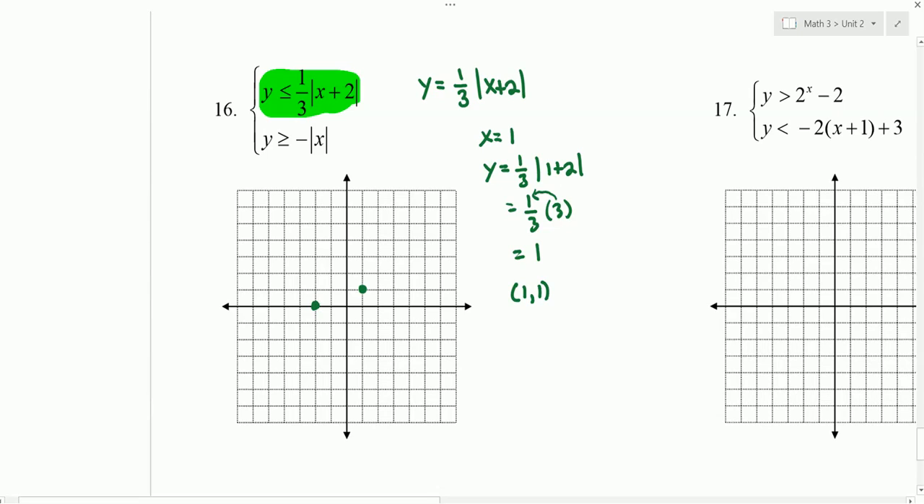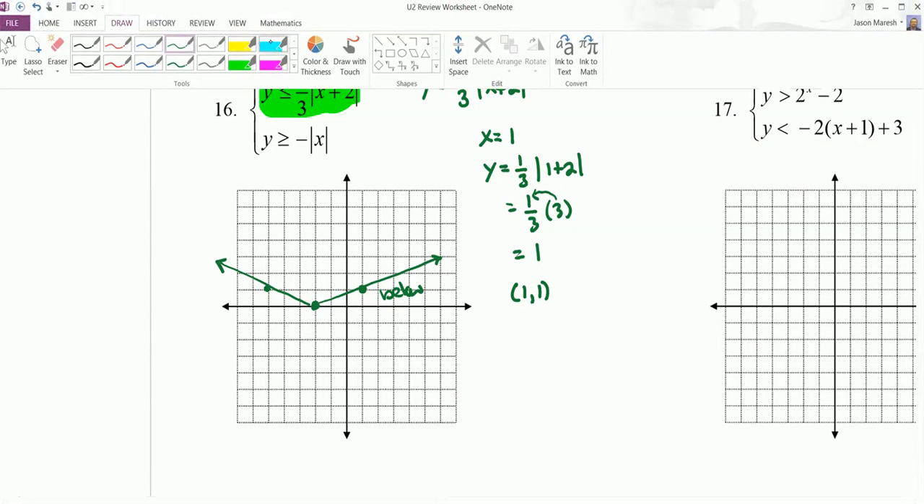And that's the right half of the V. Match the left half. Make it solid, because it's equal. And we are going to shade below. So I'm going to just write that here to know we're going to shade everything below. We'll get to the shading later.